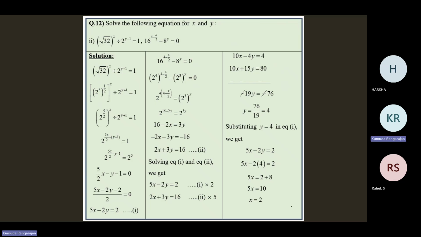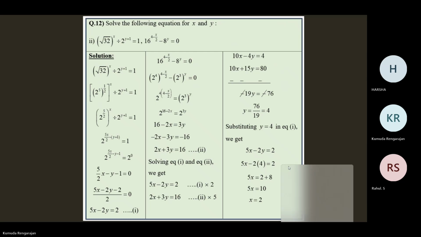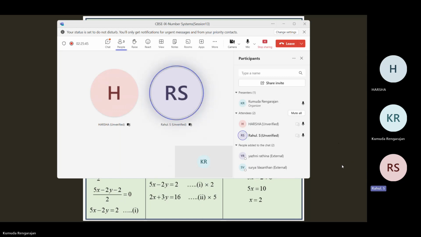Any questions, children? No, ma'am. Okay, all right. So Harsha and Lakshana was there. Maybe she had some network issue or maybe she had to leave.